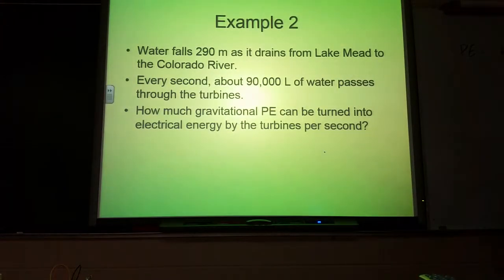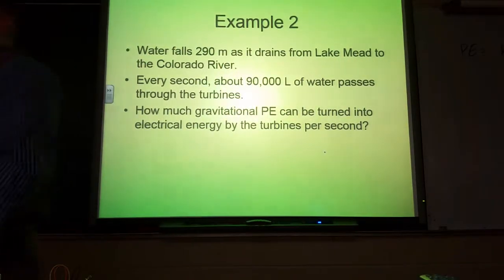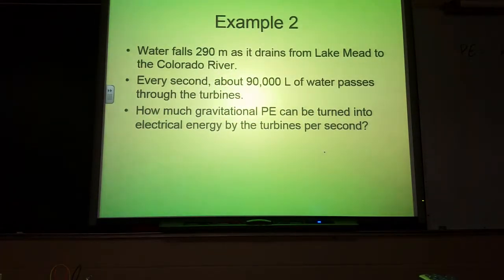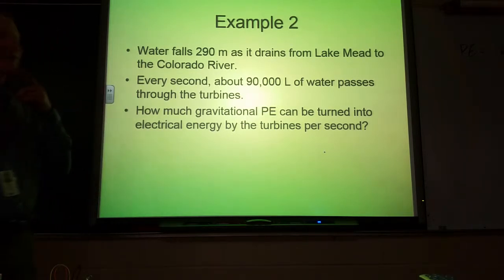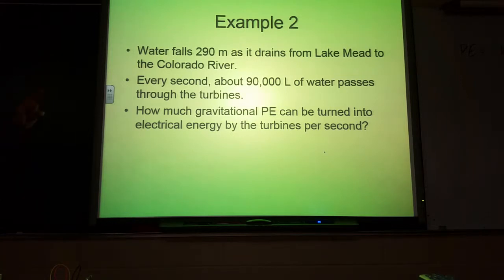So here is the question. Water falls 290, I stand corrected, meters as it drains from Lake Mead to the Colorado River below. Every second, about 90,000 liters of water pass through those turbines. My question is, how much gravitational potential energy can be turned into electrical energy by the turbines each second? So we're looking at 90,000 liters going that far.